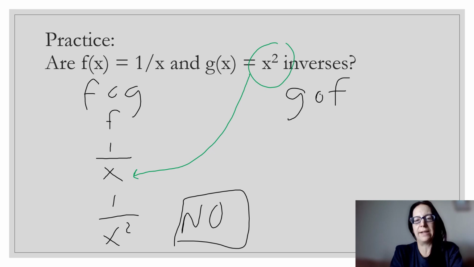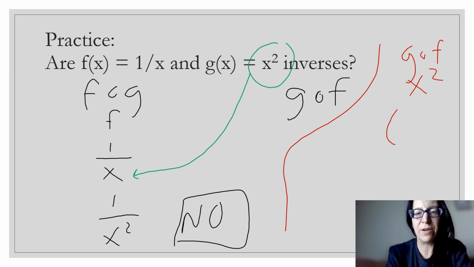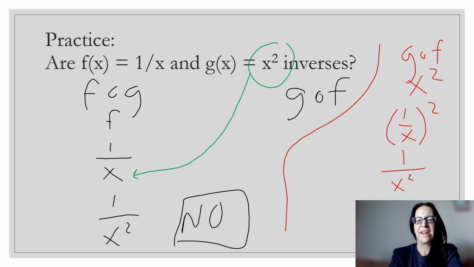Okay, and you do not need to check the other direction. Now, just in case anybody did check the other direction, if you started with g and the x squared, and then plugged in the f, you would end up here. And it's awesome that we ended up with the same thing, but it was the wrong thing. So they are not inverses of each other.